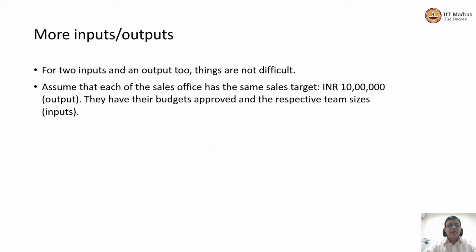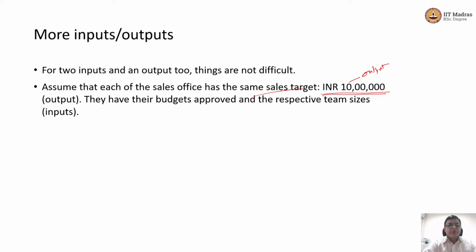So let us take the same example, but now let us fix that every sales office has a sales target of 10 lakhs. So we have kept the output as sales, same as the last example, but now we are fixing the output for all the 5 sales offices. So this is obviously the output, but this is fixed for each economic unit.